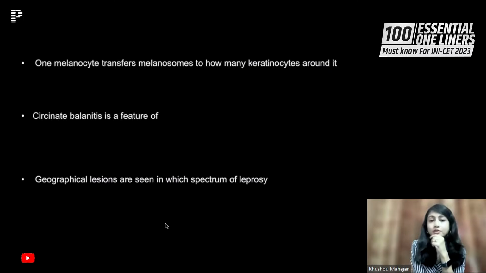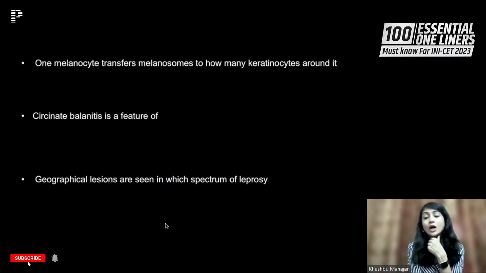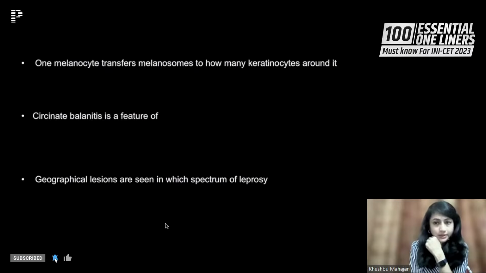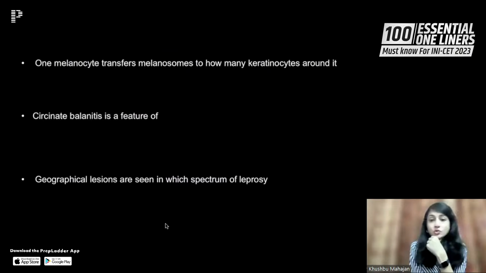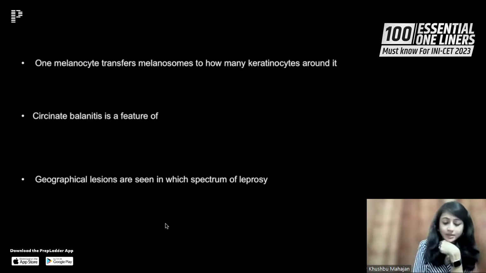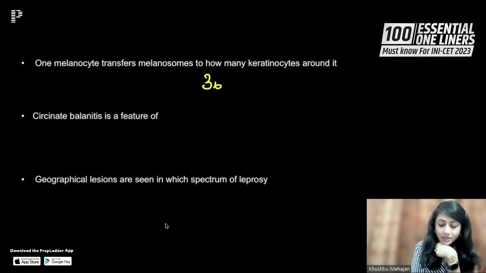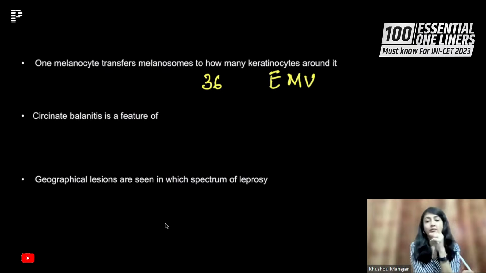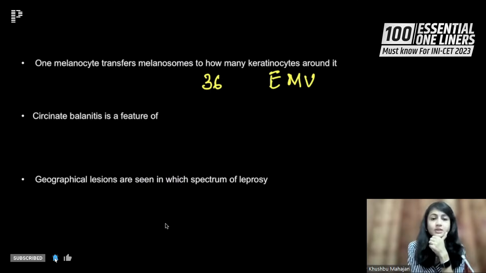One melanocyte transfers melanosome to how many keratinocytes around it? Yes, sclerotic bodies are also called medlar bodies, copper penny bodies. You're all right. Yes, it is 36 keratinocytes, and this is called one epidermal melanin unit, when one melanocyte transfers its melanosome to 36 keratinocytes.